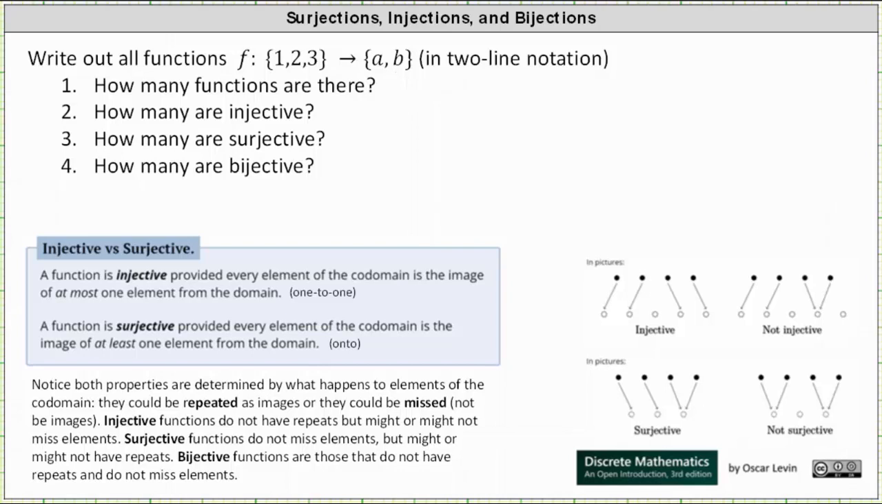Because there are 3 inputs, and each input has 2 possible outputs, 2 times 2 times 2 is equal to 8, there are 8 possible functions. Let's label the functions f sub 1 through f sub 8.